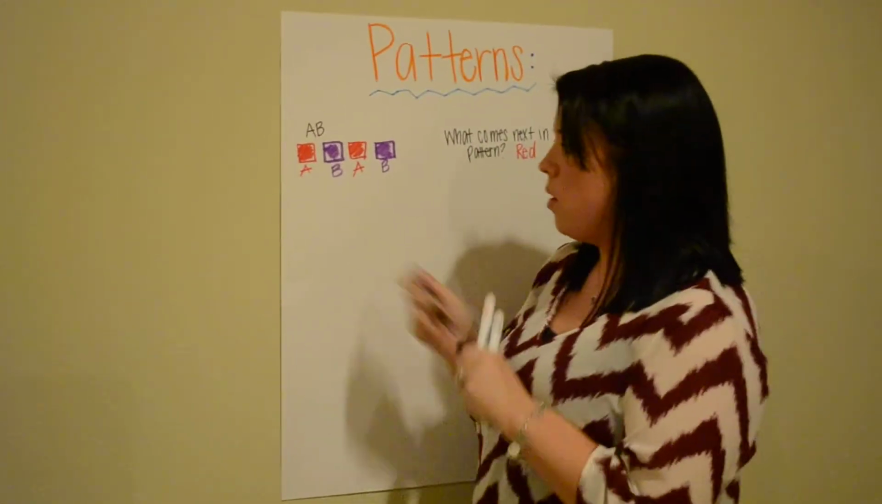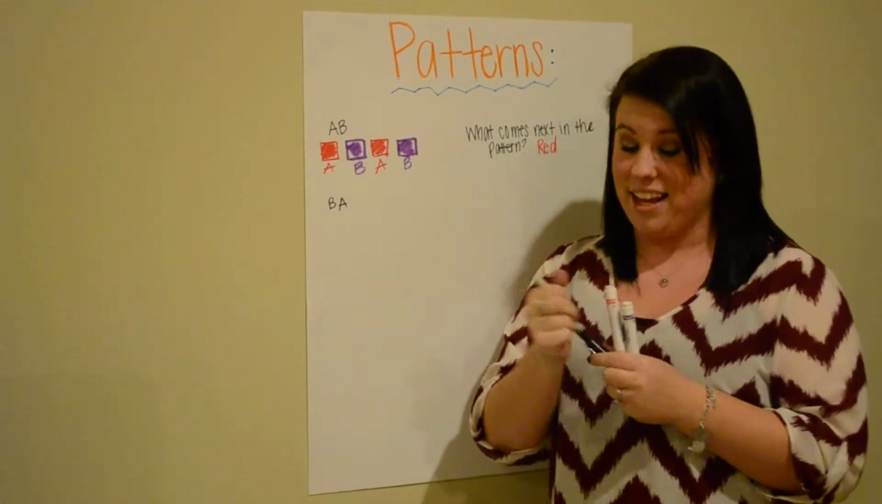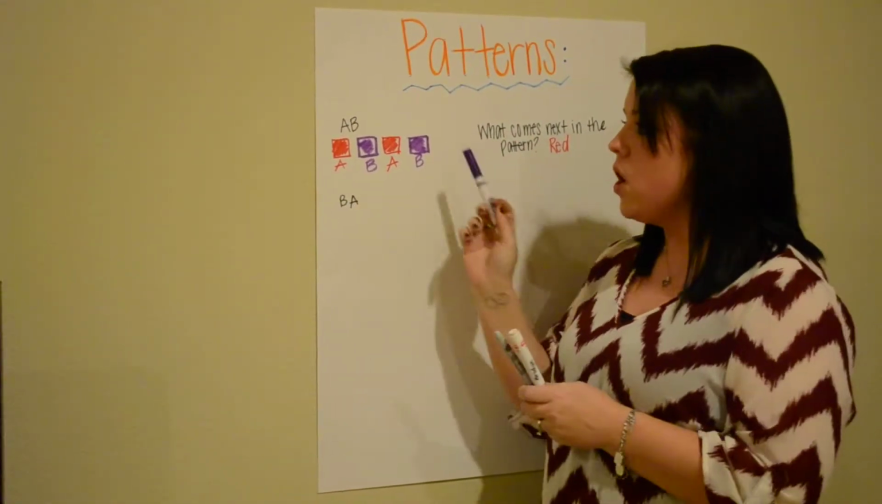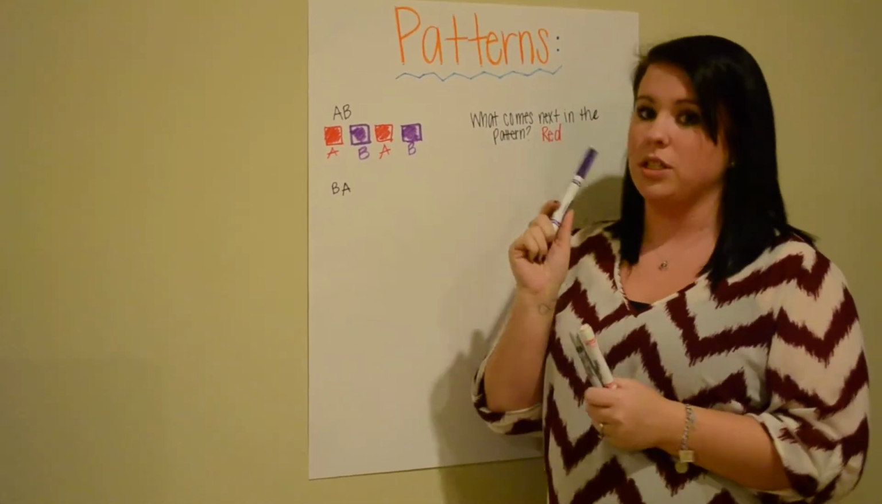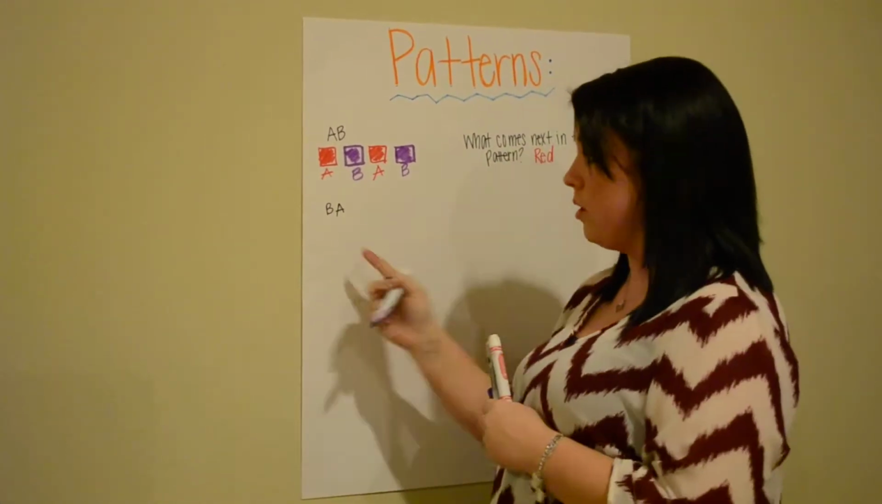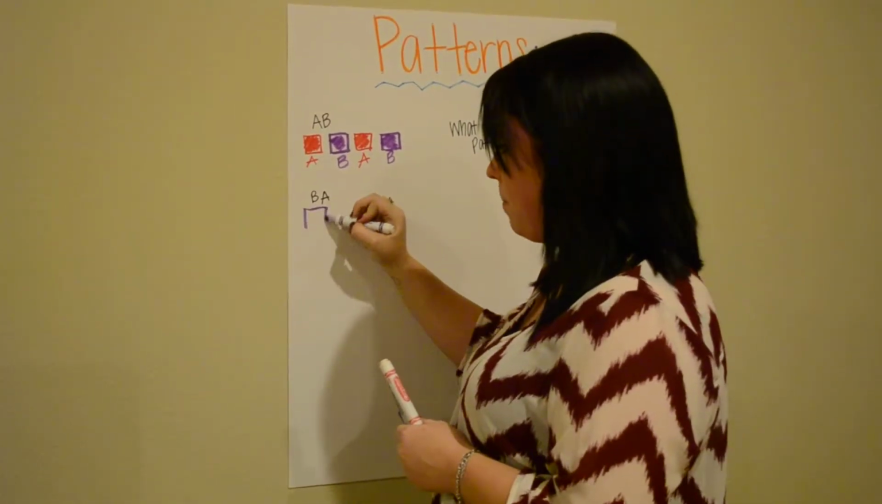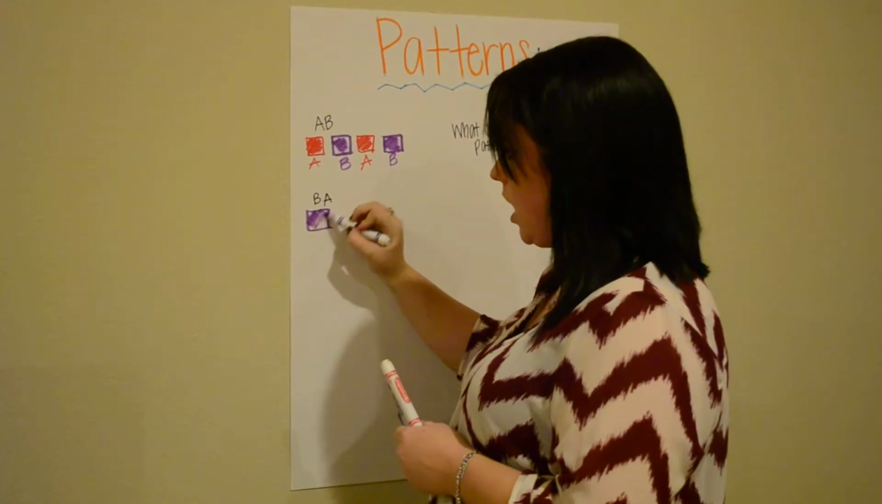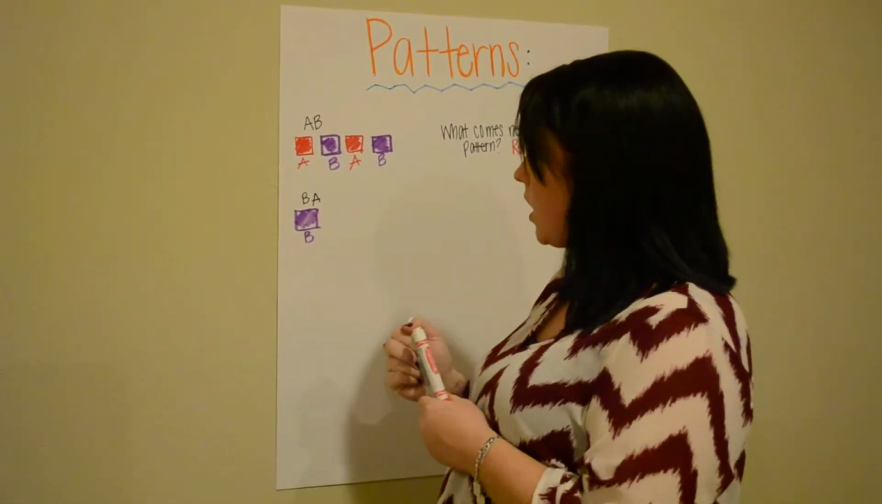Next, we're going to do the same colors, but we're going to mix it up a little bit. This one, we're going to label BA. Can you guess what comes first? Well, let's look back up at the first example. B, we used the color purple. So, since B is starting first here, we're going to make a purple square, color it in, and once again we're going to label it B.